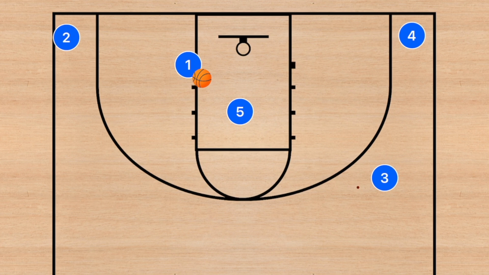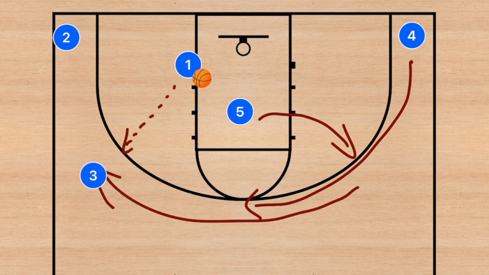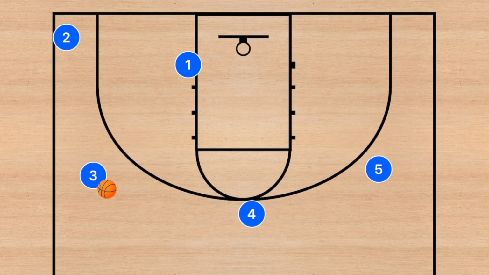If he's not open, player 3 is going to sprint all the way over to that far wing. Player 4 is going to sprint to the point, and player 5 is going to fill out to the wing. Player 3 needs to sprint his butt off because if he's not sprinting, that pass is probably not going to be there. Then player 1 is going to clear out, or he could set a back screen on player 2 first.